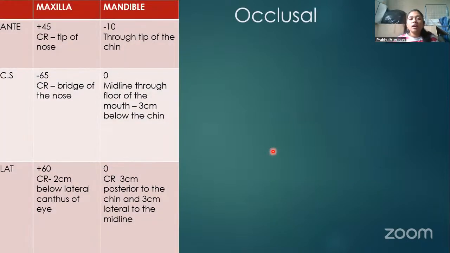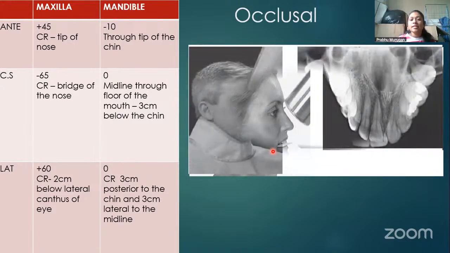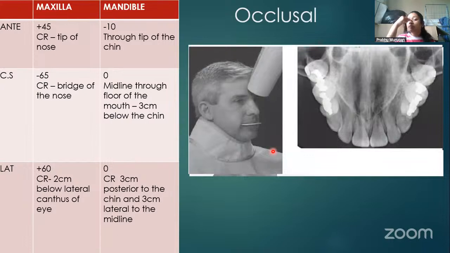Okay. Next comes your occlusal radiograph. Basically, your occlusal radiographs are taken in three projections. Okay, anterior, cross-sectional, and lateral. Okay, this applies for both your maxilla as well as your mandible. When it comes to your maxillary anterior, to look at the pathologies in the anterior teeth, the central ray has to pass through the tip of the nose. Remember these key points alone. Okay, central ray passing through the tip of the nose is your maxillary anterior projection. That is plus 45 degrees. For maxillary cross sectional, the central ray has to pass through the bridge of the nose.